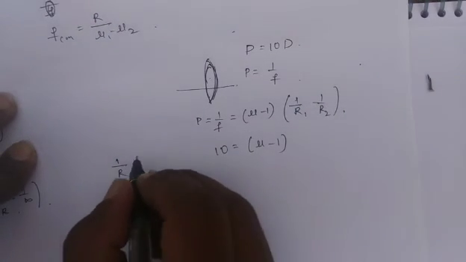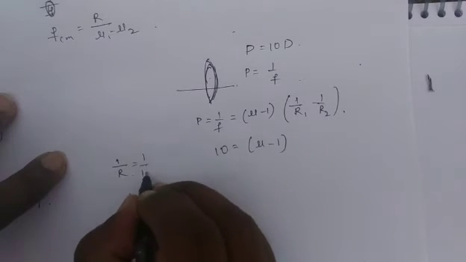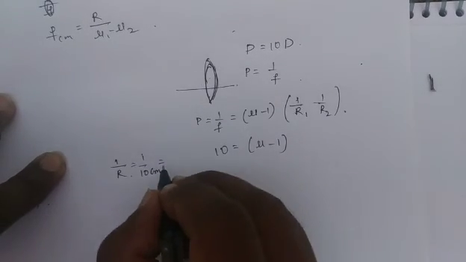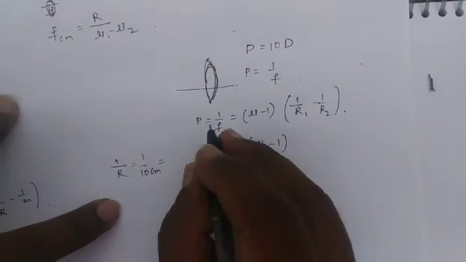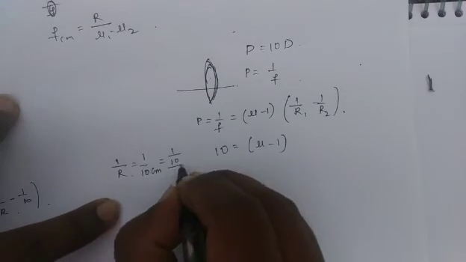So 1/R is equal to 1/(10 centimeter). Converting centimeter to meter, that is 1 divided by 10 divided by 100.